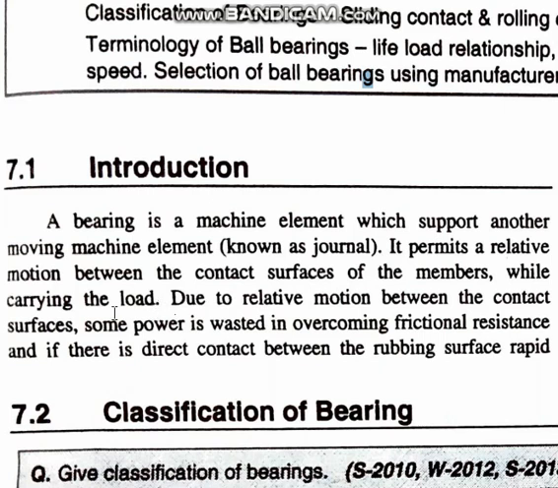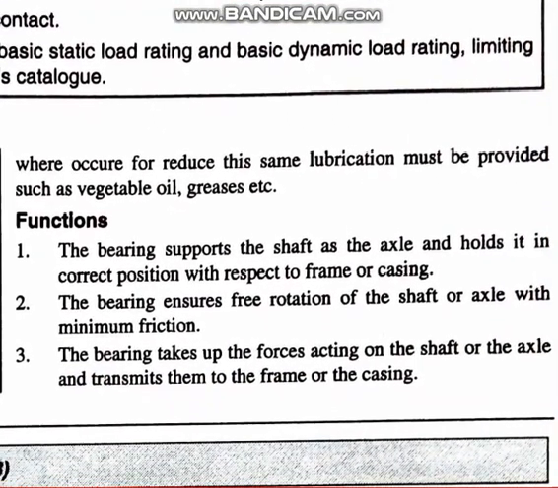You see, there are two things here. It is carrying the load. At the same time, a relative motion between the two contact surfaces it is permitting. Due to relative motion between the contact surfaces, some power is wasted in overcoming frictional resistance. Because there is contact between these two, when the shaft is rotating inside the bearing, there is some loss of power due to friction. And if there is direct contact between the rubbing surfaces, rapid wear occurs.